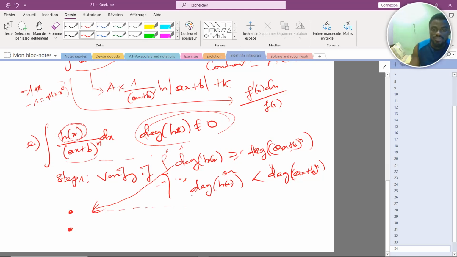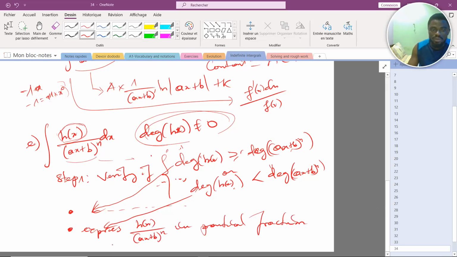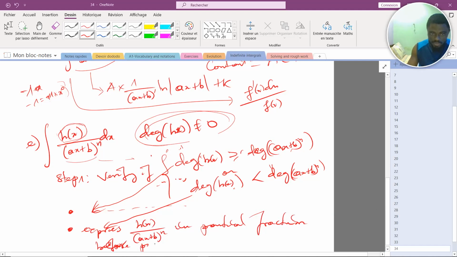But if you are in this case where the degree of h of x is less than the degree of ax plus b, what you do is that you express h of x all over ax plus b to the n in partial fractions before proceeding to integration.